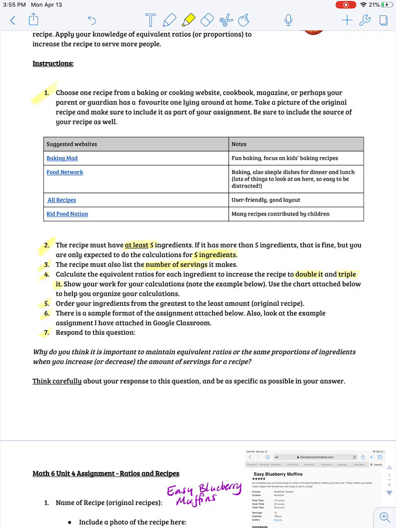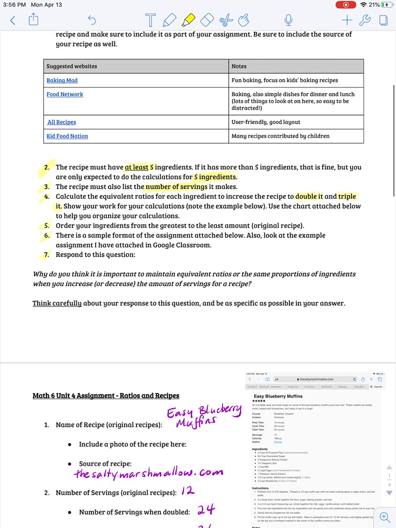The last part of the assignment is responding to this question. Why do you think it is important to maintain equivalent ratios or the same proportions of ingredients when you increase or decrease the amount of servings for a recipe? I'd like you to think carefully about your response to this question and be as specific as possible in your answers. So you have to think a little bit beyond math, but there is a reason why maintaining equivalent ratios or the same proportions of ingredients is important if you increase or decrease a recipe. So I want you to think about why it is important to maintain those equivalent ratios.